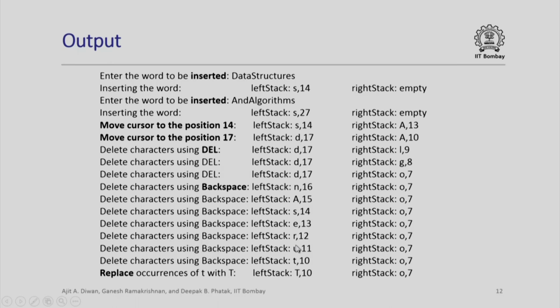Okay. Now I am into the activity of replacing all small t with capital T. So see what is happening. Every time it notices a t, it deletes the character using backspace replace. So t gets deleted, but small t gets replaced with capital T. So in the left stack I insert a capital T.